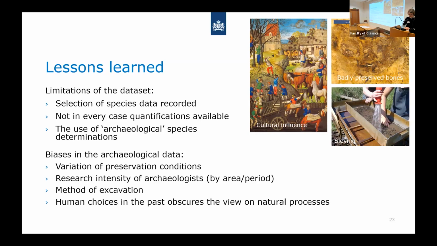Besides that, there are also biases specific for archaeological data influencing our results, like the variation of preservation conditions at different excavations, the research intensity of archaeologists, for instance, per period or area. I know from the old days the universities had specific areas in which they did a lot of research or specific topics, so that kind of makes the picture a bit skewed, maybe. The method of excavation, did they use a coarse or a fine method of collection? For instance, did they sieve? And very important, the human influence present at the site we excavate. This means we probably don't find a representative reflection of the natural flora and fauna because humans make choices in what they eat and where they get their food.